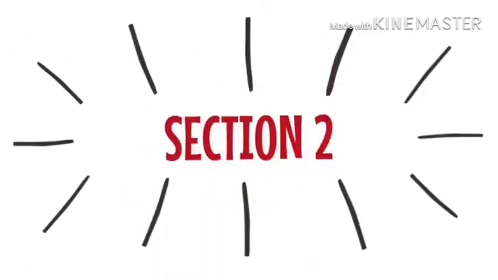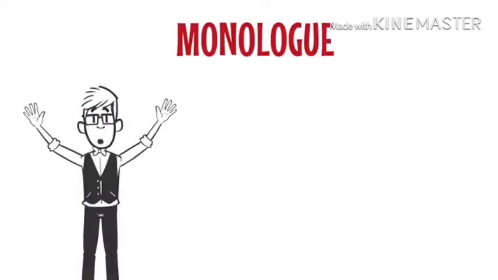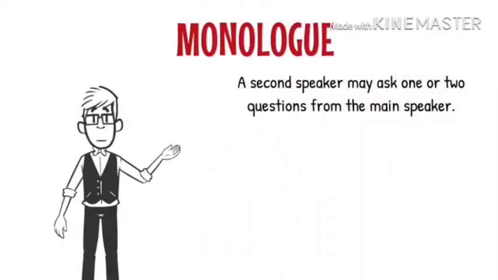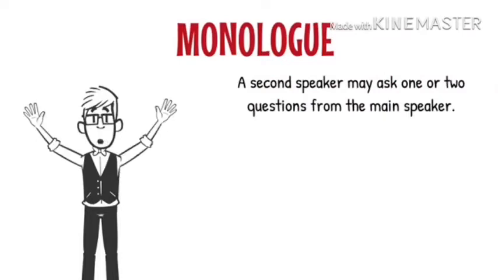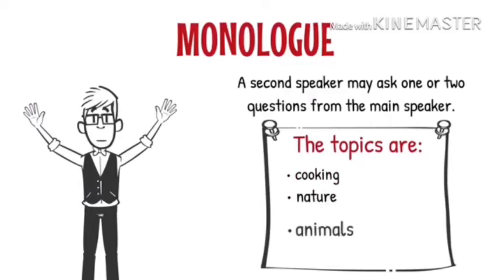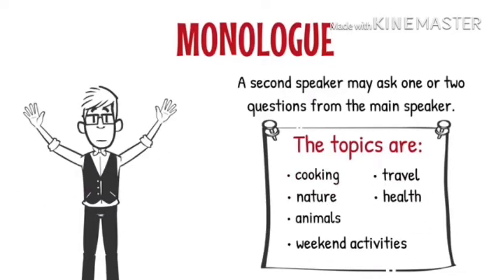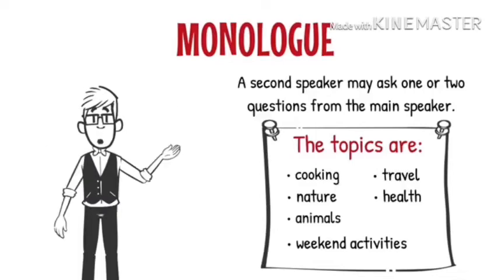Section 2. Section 2 is a monologue, which means there's only one main speaker. A second speaker may ask 1 or 2 questions from the main speaker. The topics are of general interest such as cooking, nature and animals, weekend activities, travel and health. You don't need any special knowledge to understand topics in this section.